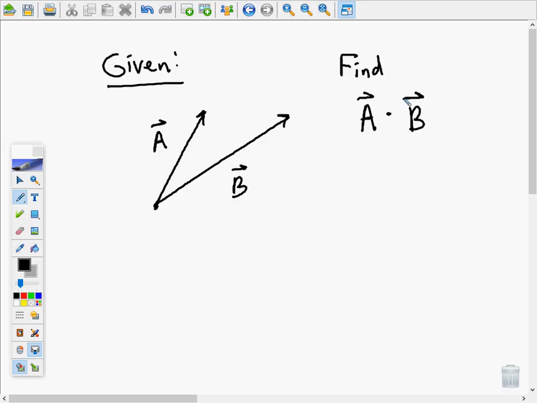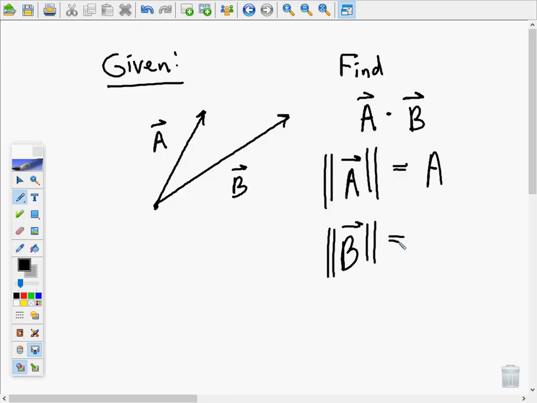Now, if we want to state what the magnitude of A is, we could use these symbols. But remember, for short, the magnitude of vector A, the length of vector A, we could just write A without the arrow sign. And the magnitude of vector B can be rewritten just as B without the arrow sign.